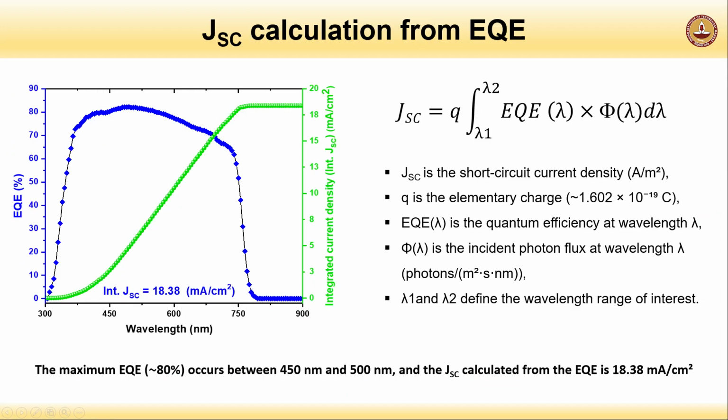The external quantum efficiency can be used to calculate the short circuit current density, or the JSC, of the solar cell. To do this, integrate the product of the EQE spectrum, the incident photon flux, and the elementary charge over the measured wavelength range. From the figure, it is evident that the maximum EQE occurs between 450 nanometers to 500 nanometers. And the JSC calculated from the EQE is 18.38 milliamps per centimeter square. This value can be used to verify the JSC obtained from the IV measurement of the solar cell.